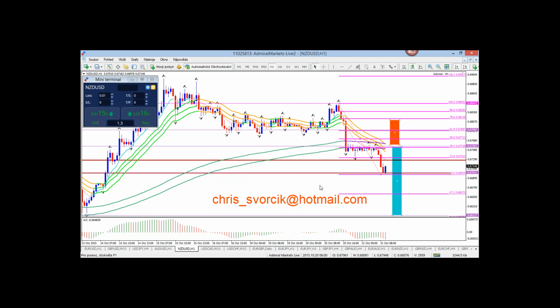Let's see. Fractals, yes. Fractals, I think, are just good for seeing support and resistance. Sometimes I use them for breakout trades. So for those two reasons, really. It's also good for trend definition.